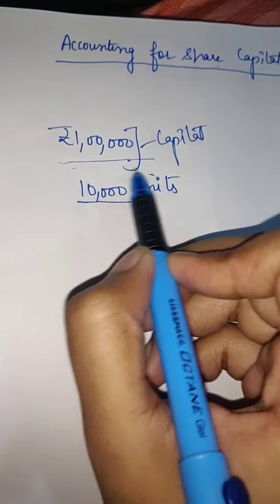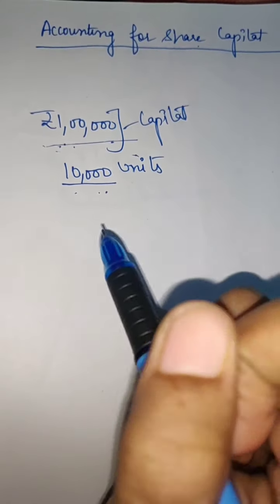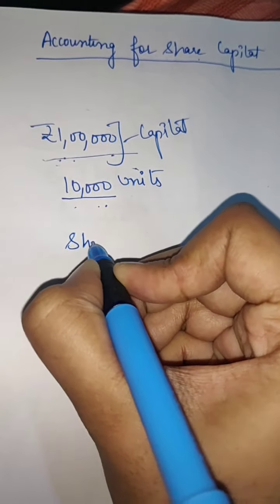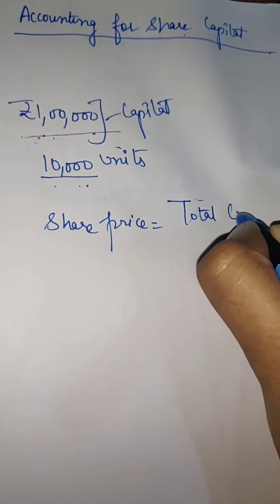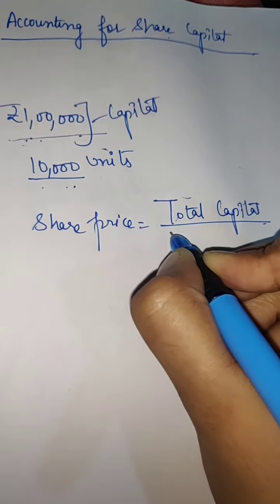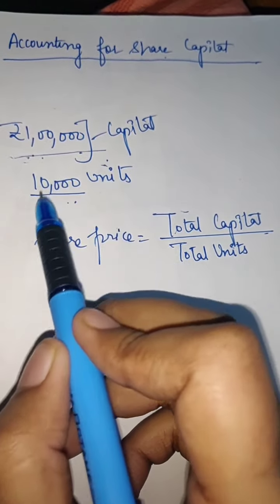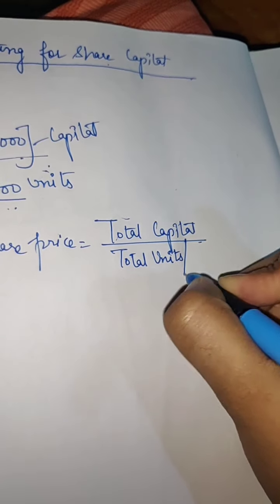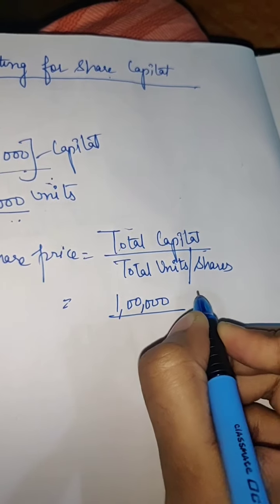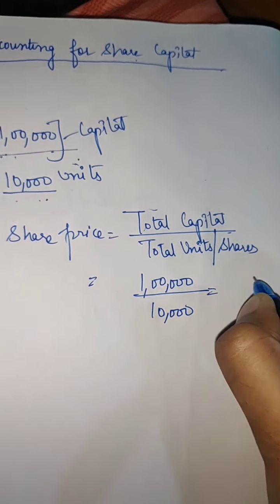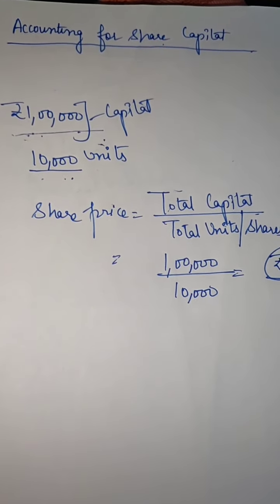Are you understanding? When the total capital of a company is divided into small units, then each unit is known as share. So if you want to calculate the price of share, how can we calculate? Total capital divided by total units. As I said, when we divide the total capital into small units, then each unit is known as share. Then we can also write here total shares. So here our total capital is 1 lakh and total units or shares is 10,000. So per share price would be rupees 10. So this is the concept of share and how we calculate the share price.